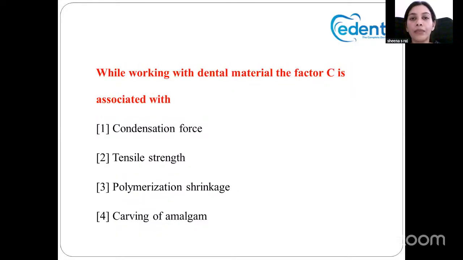Next question. While working with dental material, the C factor is associated with. The options are condensation force, tensile strength, polymerization shrinkage, carving of amalgam.